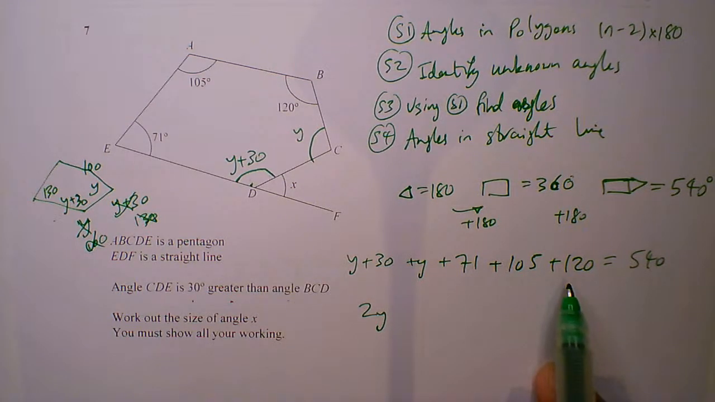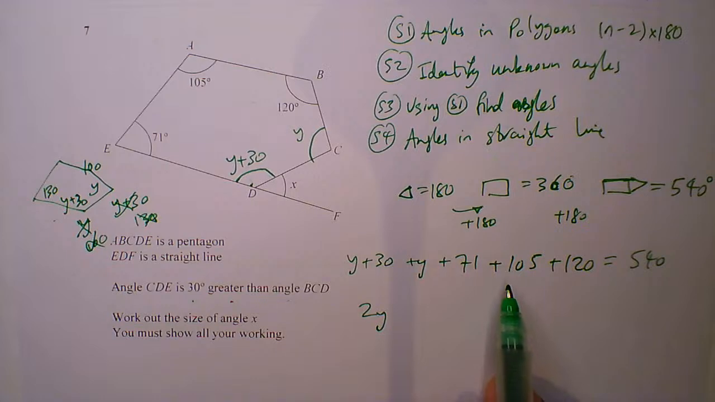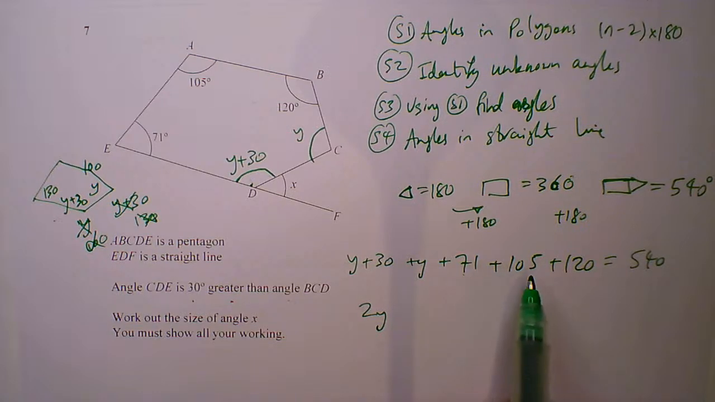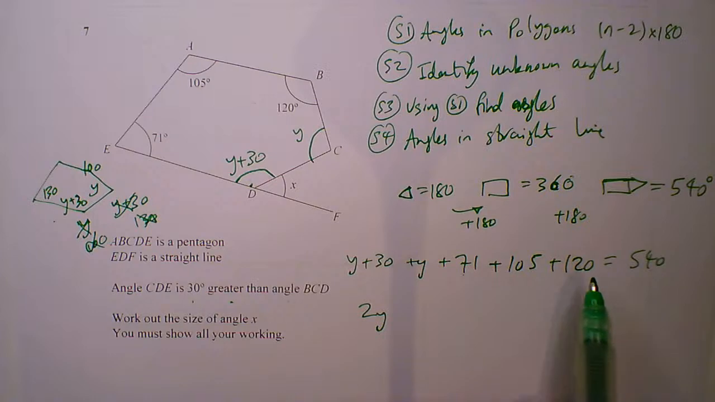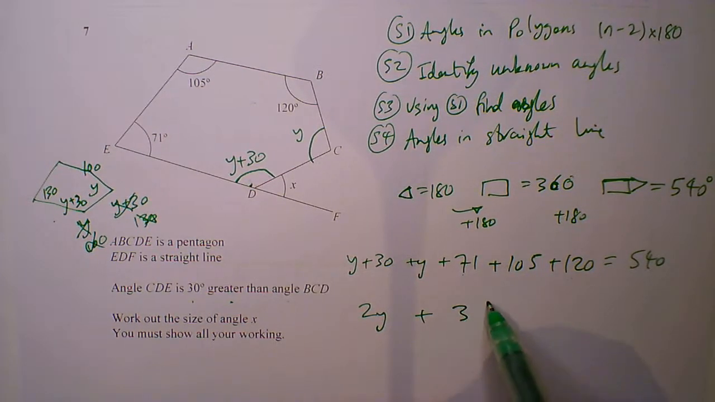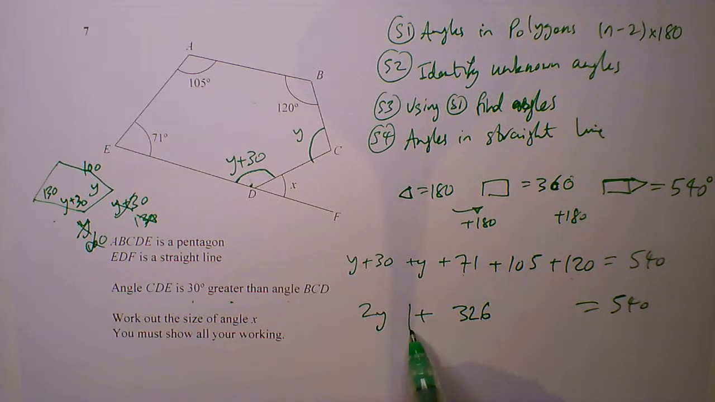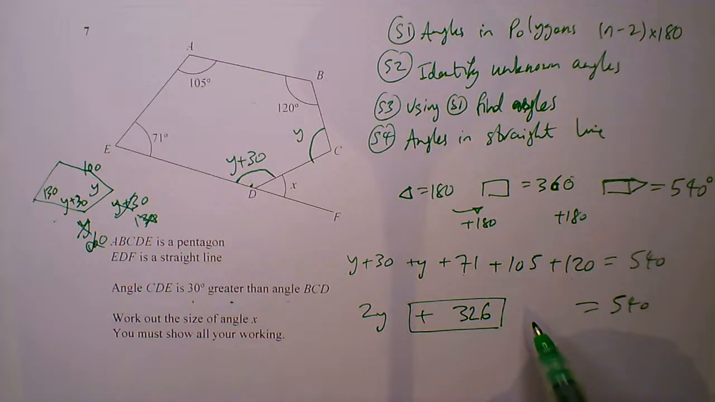Let me just do the smaller ones. 30 plus 71. So 30 plus 70 is 100. 100 plus 100 is 200, plus the other 100 is 300, 325 and a 1, 326 equals 540.